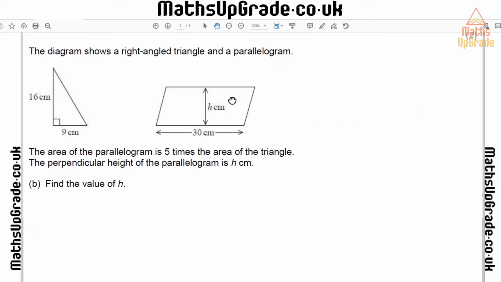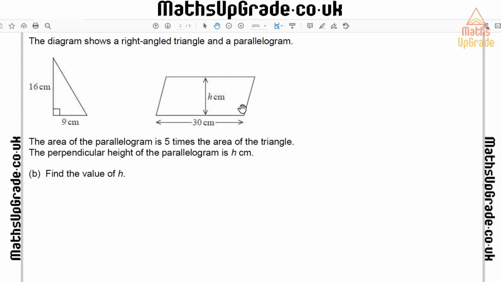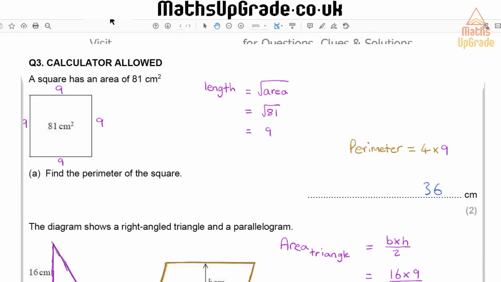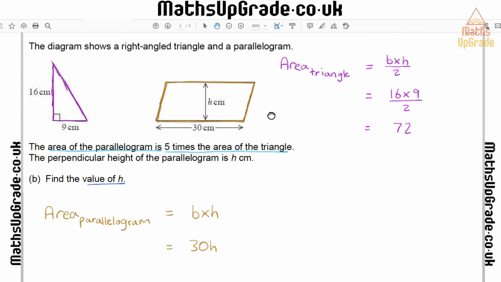So the second question here, I need to find the height of this parallelogram. What I can do first of all is find the area of the triangle using the formula base times height divided by 2. Then since the area of the parallelogram is 5 times the area that I can work out, I can find the area of the parallelogram, and then I can use a formula for the area of the parallelogram to find that missing height. So let's work through that now.